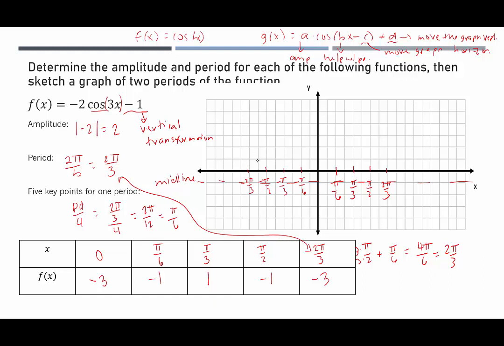All right, and so what's happening here? We're starting down at -3, up to the midline, up to the peak, the maximum, back to the midline, back to -3. So there's 0, -3, which is right here. Now we're going to do pi over 6, -1, pi over 3, 1, pi over 2, -1, 2 pi over 3, back to -3. A nice smooth curve for our transformed graph.